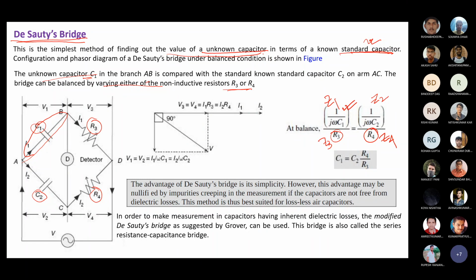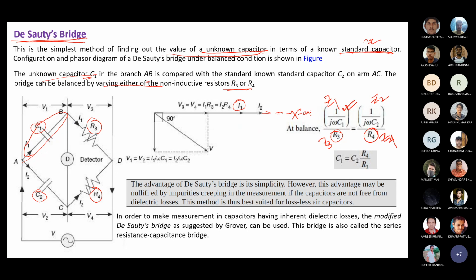So you need to draw the phasor diagram. For reference, the X-axis is there. Now we know that some current I1 is there, and we take that current I1 as the reference.